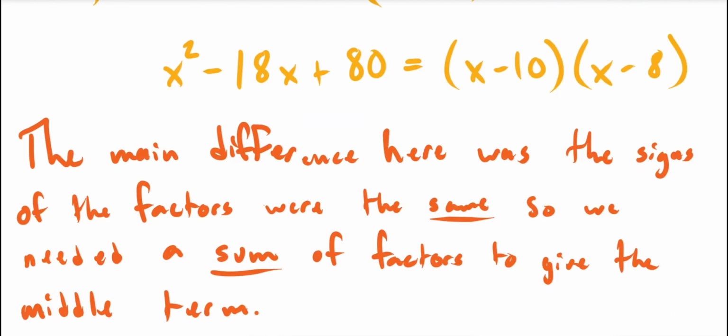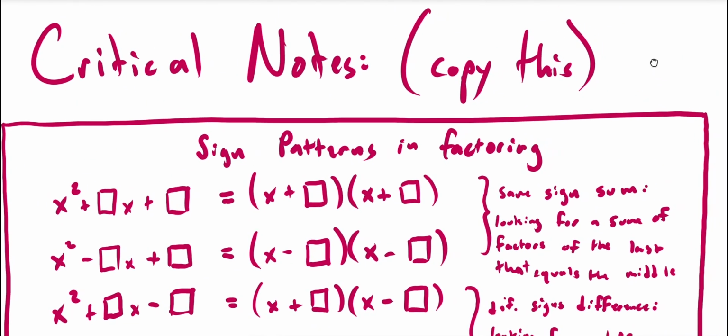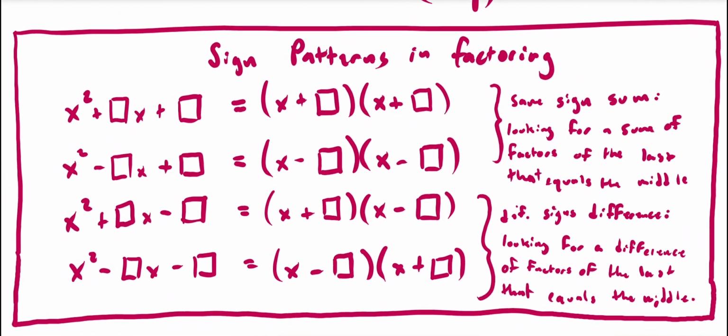The main difference here was that when we looked at the signs involved, they were the same, and so we needed a sum of factors to give the middle term. We say same sign, sum; different signs, difference. So here are some more critical notes. Copy this down too. These are the sign patterns that you're going to see when factoring trinomials.